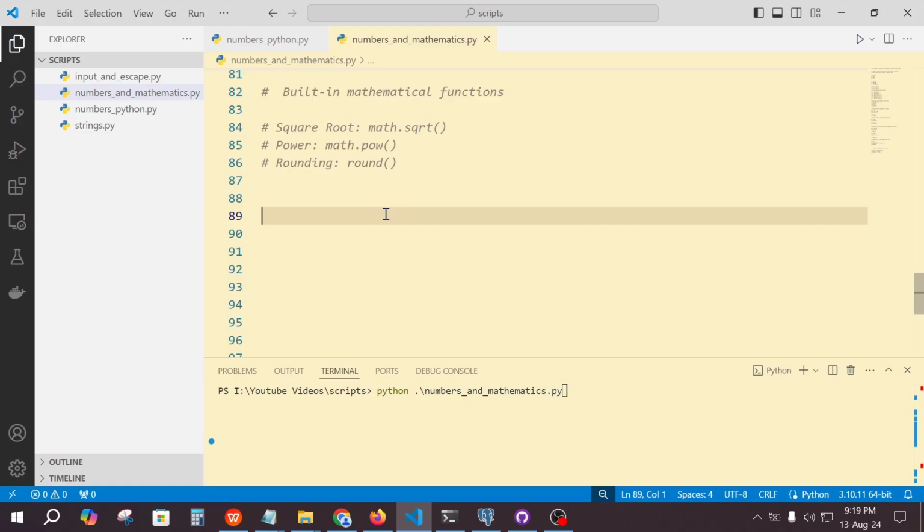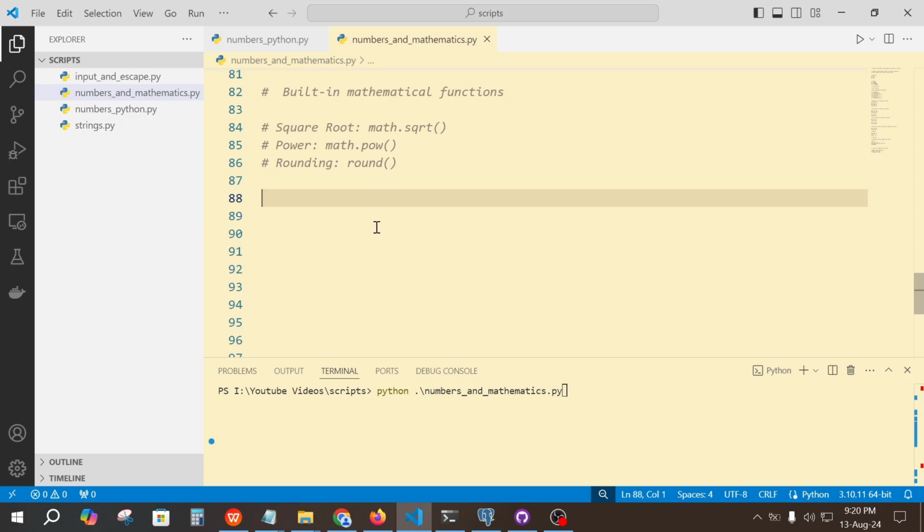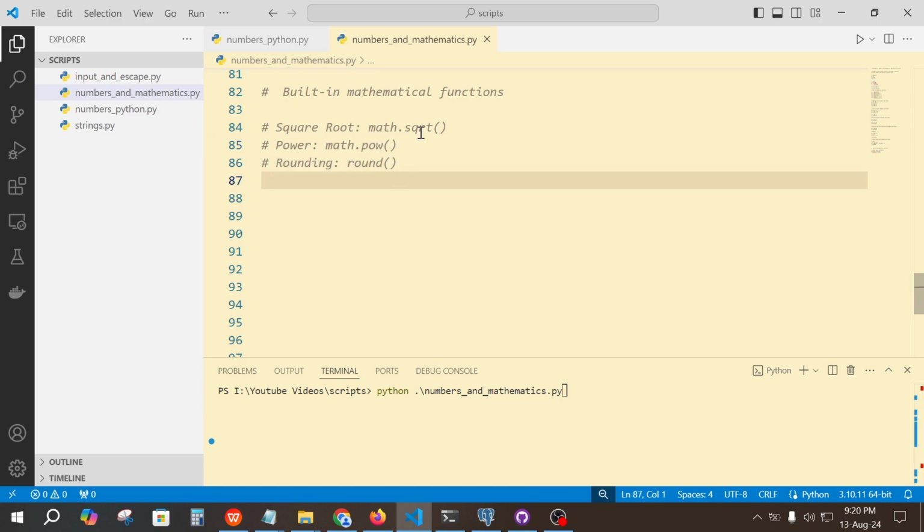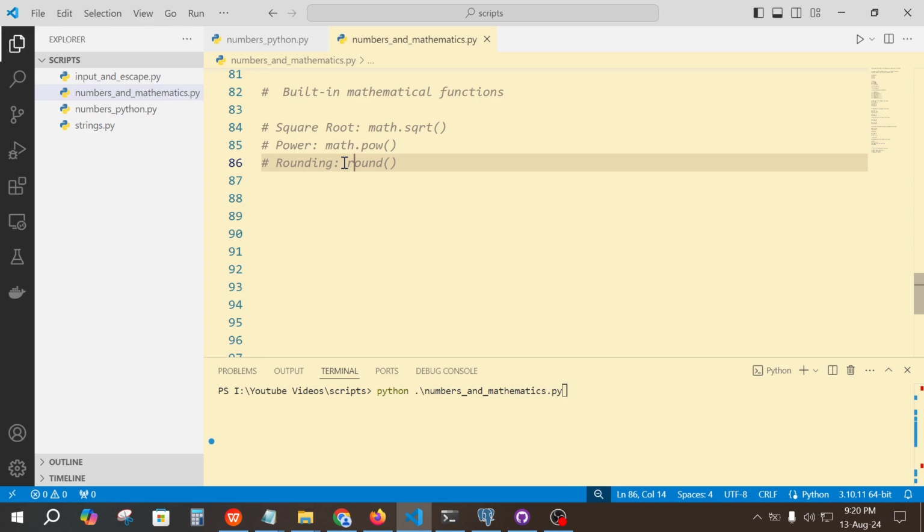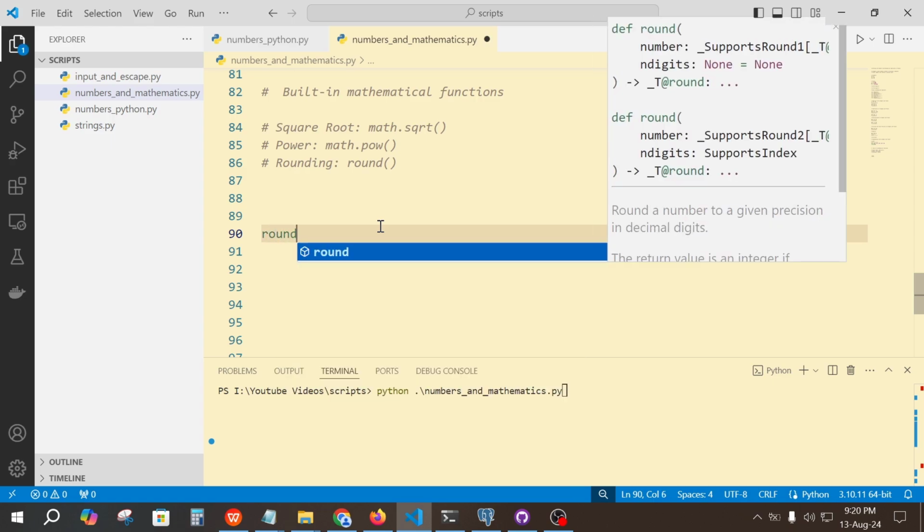Okay, so now we will see some built-in mathematical functions in Python. We will explore three functions only. One is the square root function, second one is the power function, and the third one is the round function. We will import the math module for using the square root and power, and round is automatically imported, so we can use it directly, like if I say round.